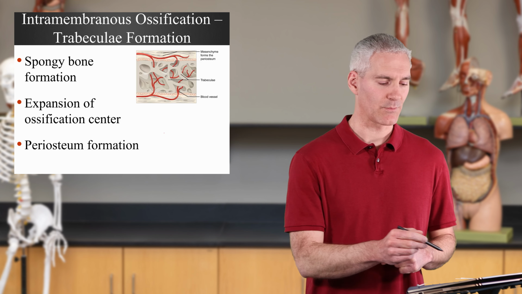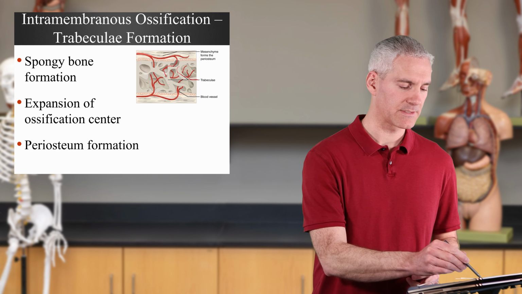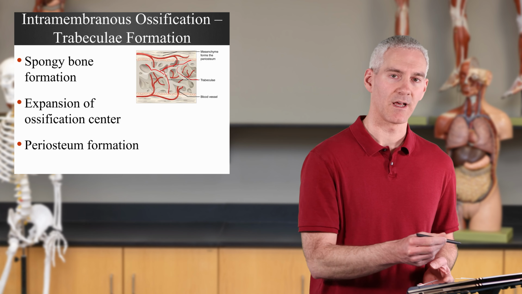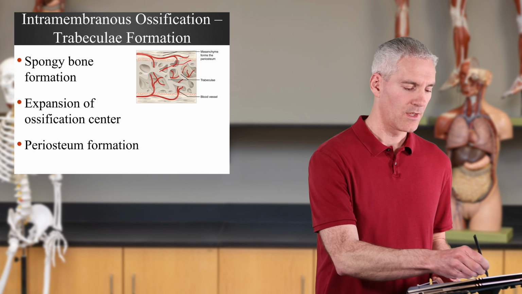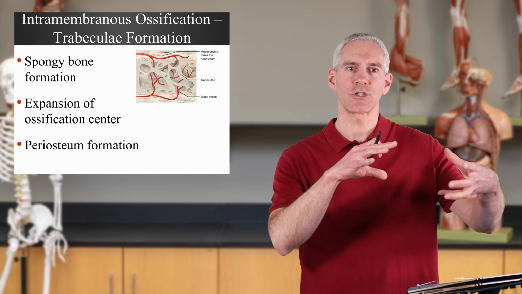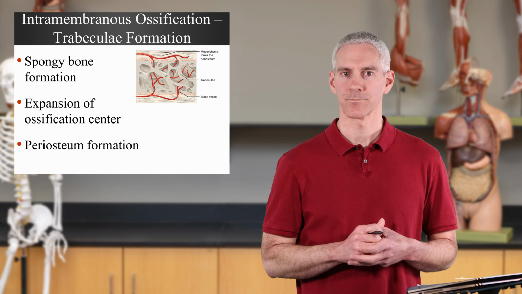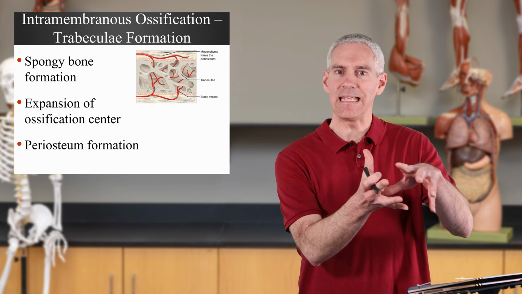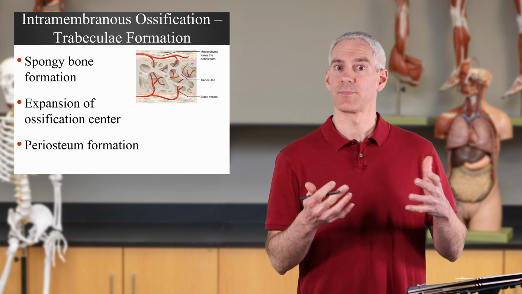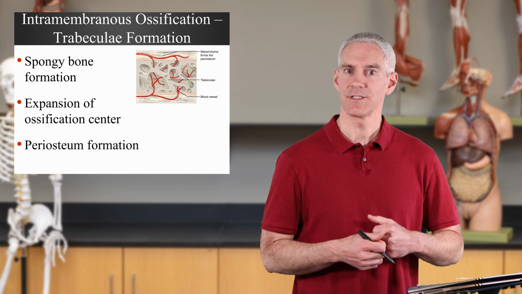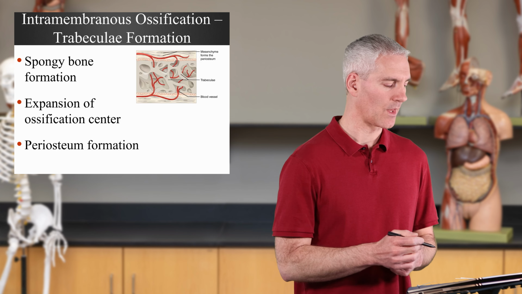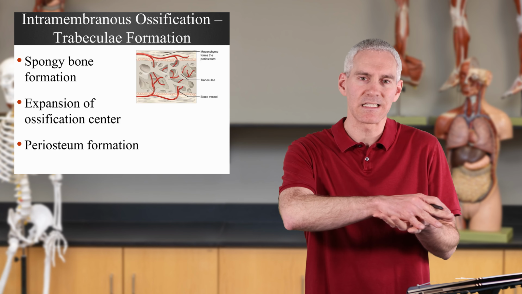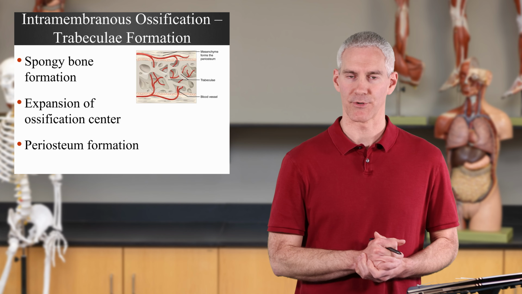So here you can notice we have the trabeculae of the spongy bone. All these branches are trabeculae. So it's creating this structure of spongy bone now. Inside that, you can see all the blood vessels are filling in the spaces. Those blood vessels are bringing more calcium to continue the growth. So we're forming all this as it expands outward along the membrane.